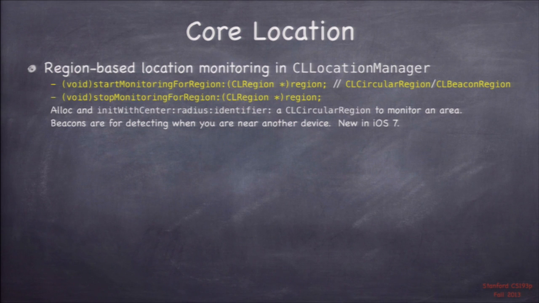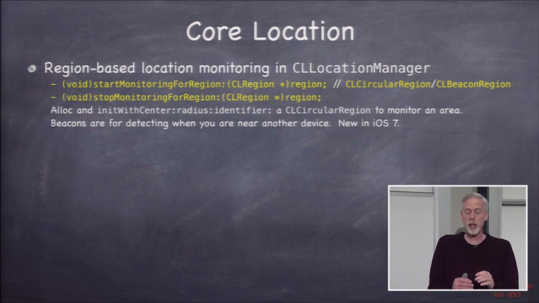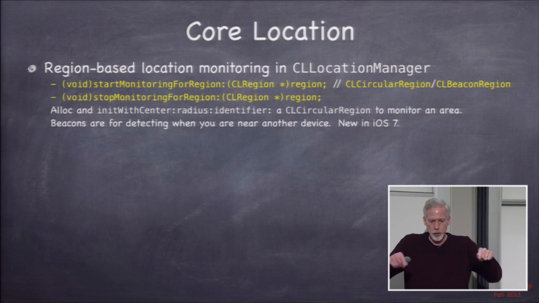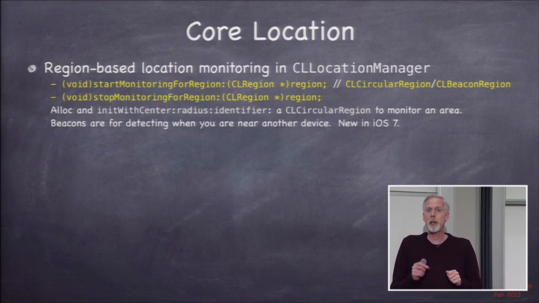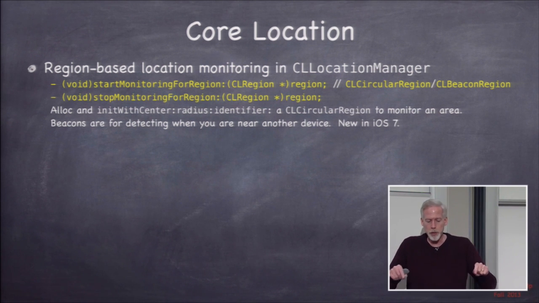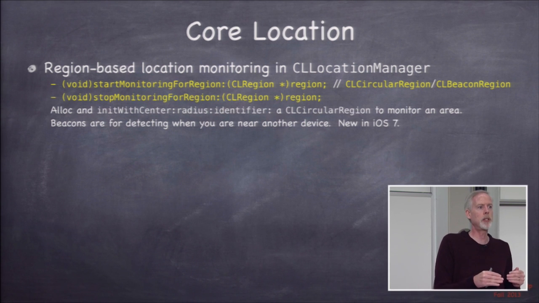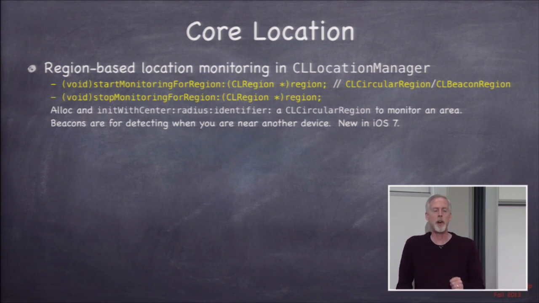Another way to find out in the background is region-based monitoring. Very similar, except here you actually specify either a circular region or you can also specify a beacon. I'll talk about that in a second. So you specify a circular region on the planet, a coordinate and then a radius around it. And if the user goes into that region, you'll get notified. Your delegate will be sent a message or you'll get launched if necessary and you'll find out.